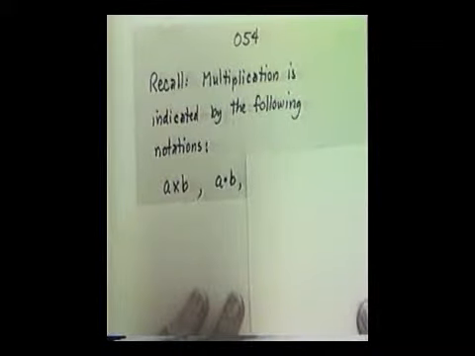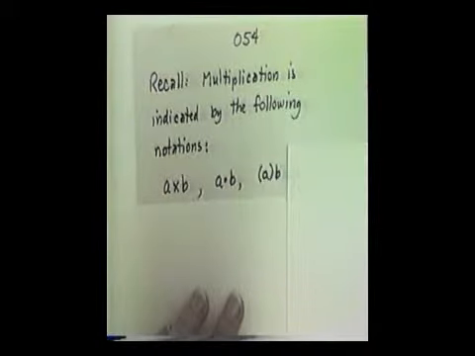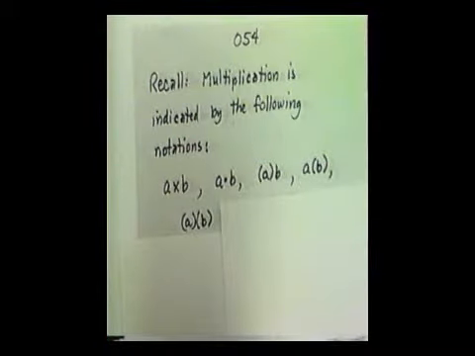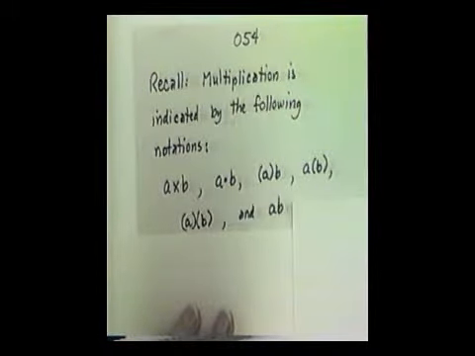Another multiplication symbol is a raised dot, A times B. Notice that the dot is in the middle of the line, not down on the line like a decimal point, a raised dot. We also use parentheses to mean multiply. The parentheses can be around the A, the first factor, around the B, the second factor, or around both factors. And the most economical way to write multiplication with two letter symbols is simply AB with no symbol between them.